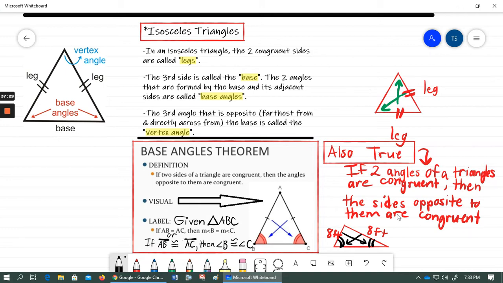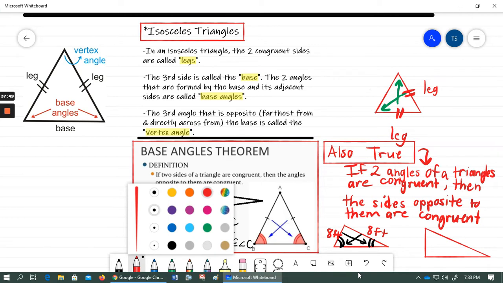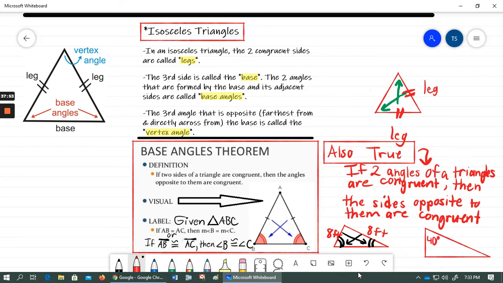Okay, so we know that if we got two congruent sides, the base angles have to be congruent. And again, folks, the same thing is true if we've got two congruent angles. So I'm gonna go ahead and put here, like, if we got 40 degrees right here, and if we got 40 degrees right here.